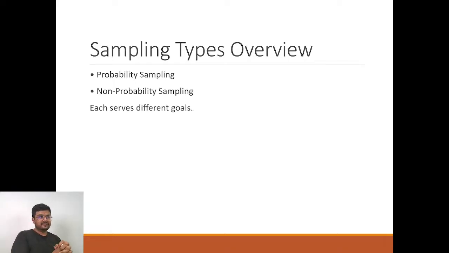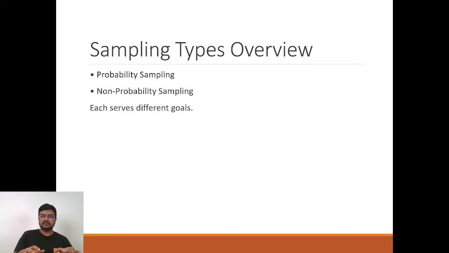Now, how many types of sampling are there? So sampling can be broadly classified into two types. There's probability sampling and there's non-probability sampling. Each of them has its own purpose. Now, there's one basic difference between these two. Probability sampling makes sure that each data point in your data set gets an equal probability of getting selected into a sample. Right? Try to understand what I'm saying.